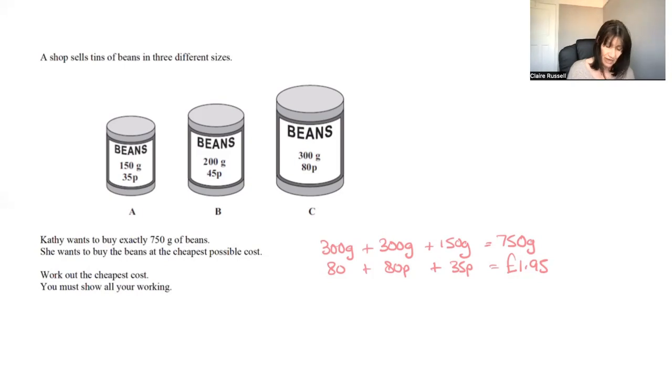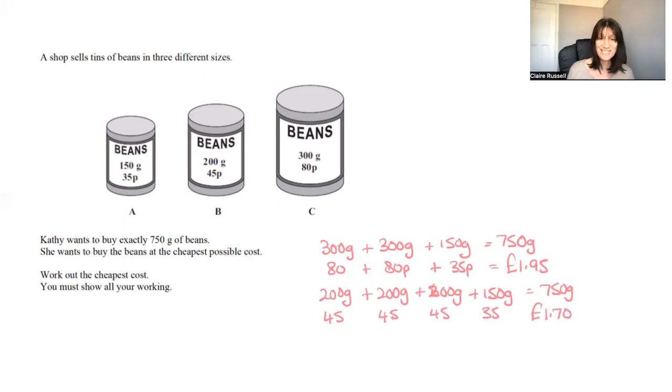Okay, if I do 200 grams and get my 600 that way, I'm going to write 600. Then I'm still going to need 150 grams to get me to my 750. But my 200 grams are not overly expensive. So 45, 45, 45, and 35. This adds up to £1.70, which is actually cheaper.